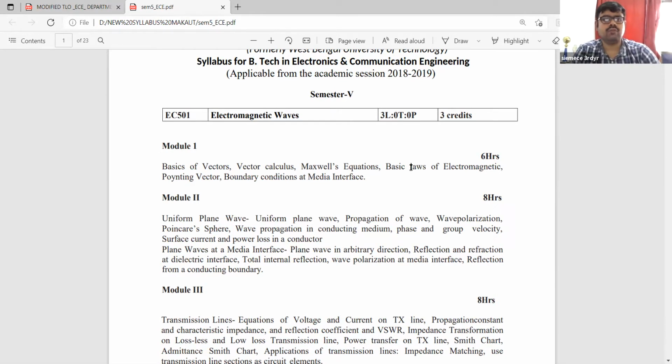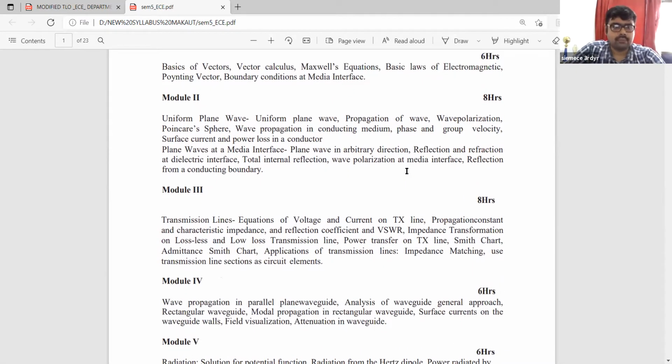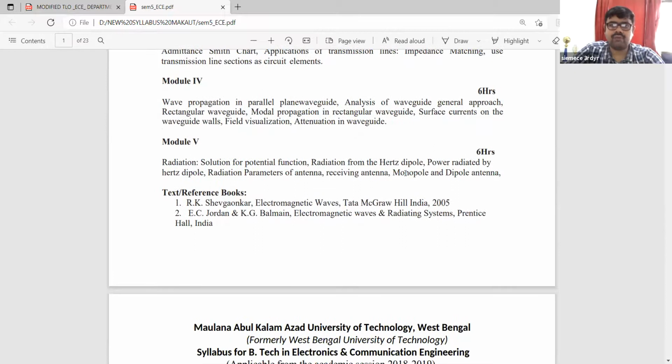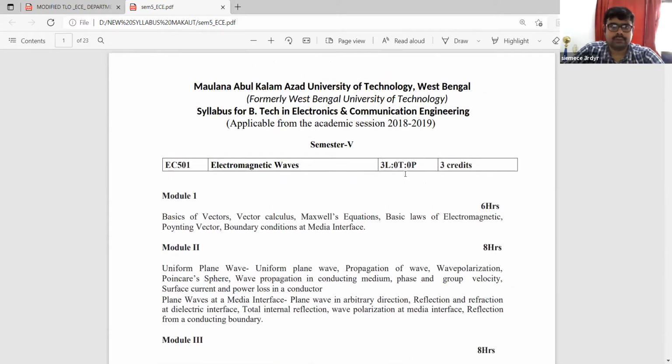So there are module 1, module 2, module 3, module 4, and module 5. So you will see 5 separate modules there. In today's class, we will see what are the internal parts of each module. So we will start with module 1.